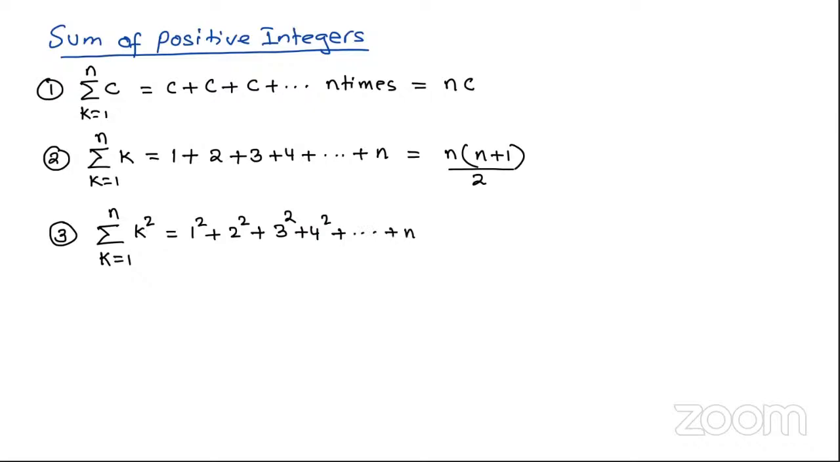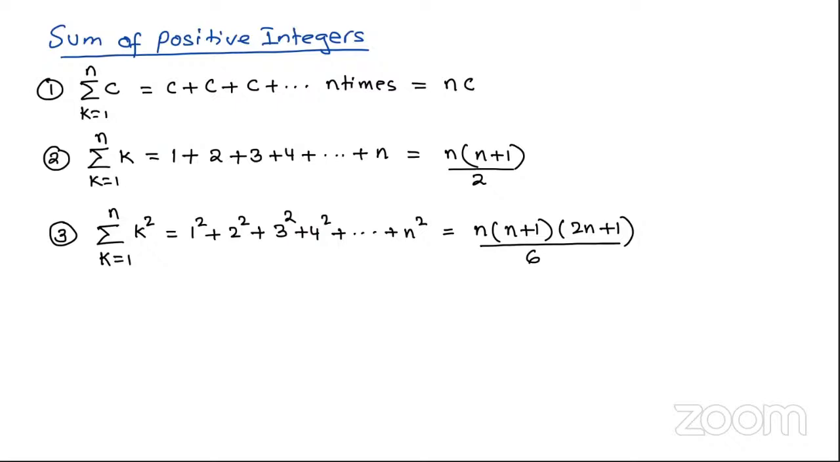Okay, if we go all the way down, then this is the sum of the squares of the natural numbers, right? In the second formula, we are just adding the natural numbers. In the third formula, we are adding the squares of the natural numbers. If we add the squares of the natural numbers, it's given by this formula. It's interesting: n times n plus 1 times 2n plus 1, divided by 6. That formula will give you the sum of the squares of the natural numbers.